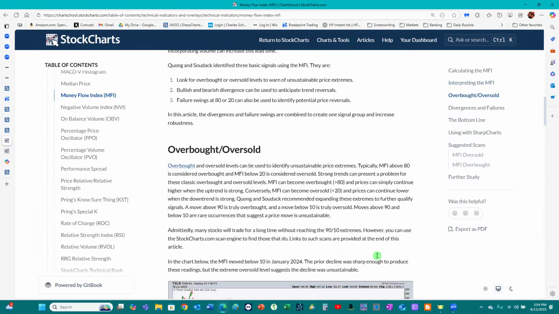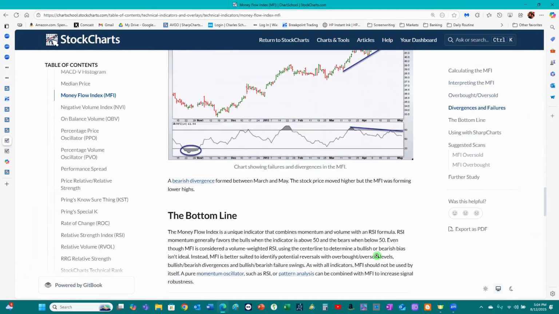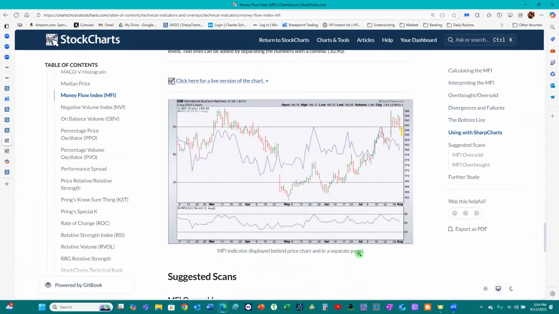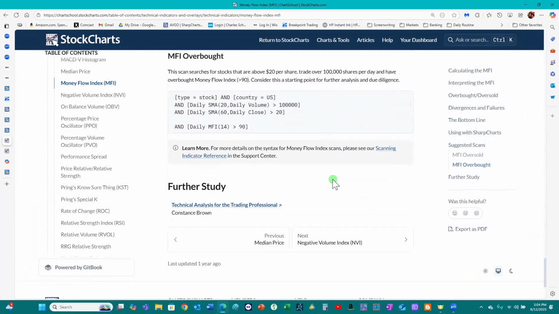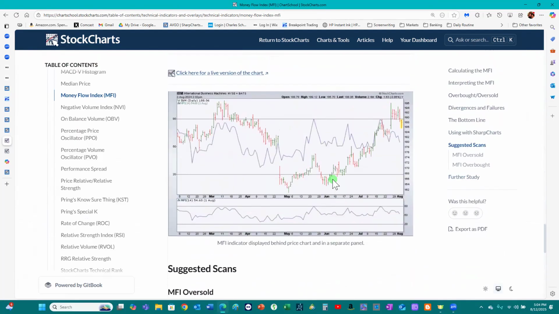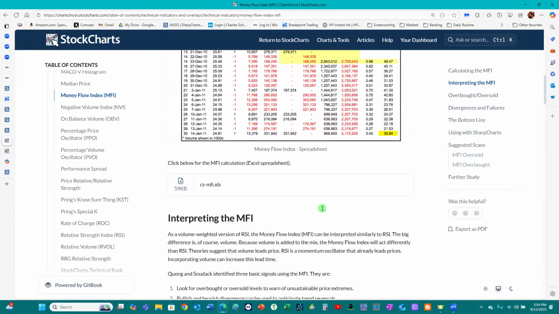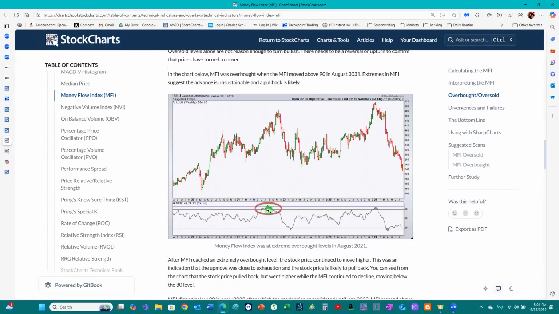There's the calculation right there. It's really good for divergences. And here's how it's used in sharp charts, which I'll show you here in a second. It's also great for reversion to the mean. So it's good for reversion to the mean trading because it gives you the overbought and oversold extremes.